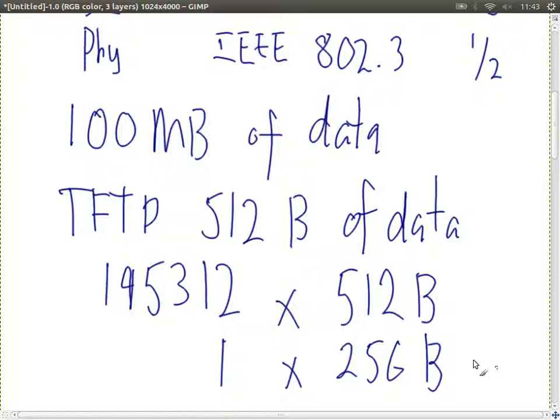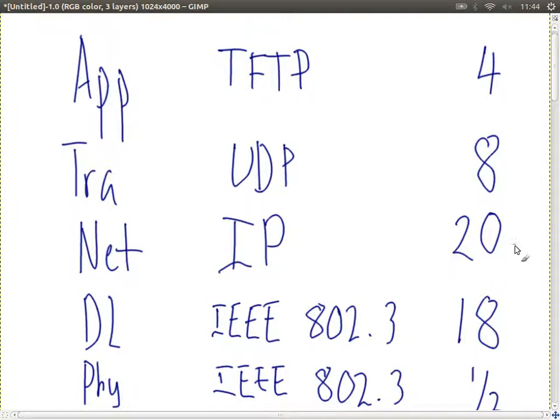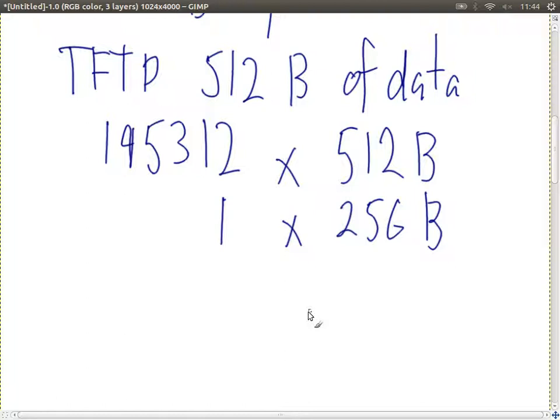So what we've done is we start with 100 megabytes. We have a limitation. We can't send any more than 512 bytes at a time. So we break it into 512 byte chunks, 195,312 chunks. Plus, at the end, there's this leftover 256 bytes, so that's the last chunk. And for each of those, we take the data and attach, if we sum up the other parts, 50.5 bytes of header. That is, for every one of those packets or chunks, we attach 4 plus 8 plus 20 plus 18 plus a half a byte of overhead. Bytes is 404 bits.